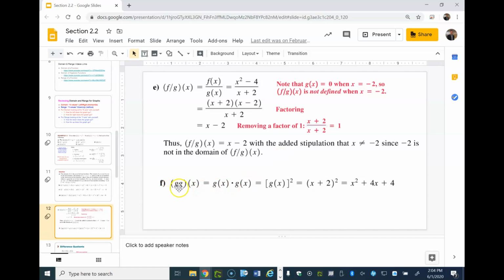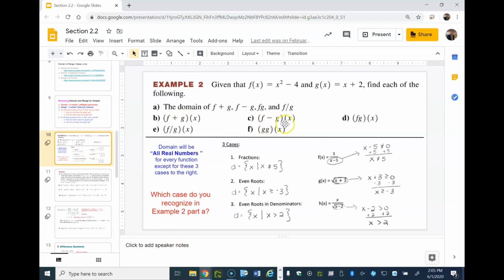But here, if we multiply the two g's together, or we can just square it, we get this function here. Again, there's no fraction, there's no square root. The answer is going to be all real numbers. So hopefully that helps to get a better understanding of what we're going to do with the functions when we need to add them, subtract them, multiply them, or divide them, and the three cases here for the domain when working in MyMathLab Plus or the book.